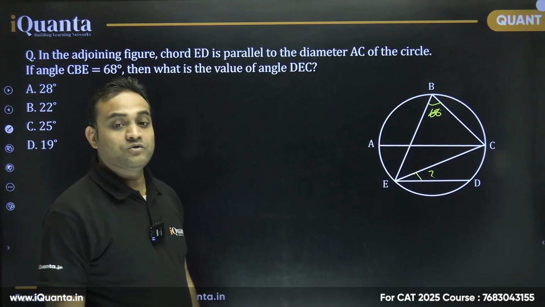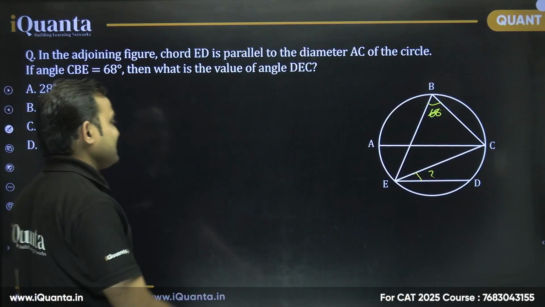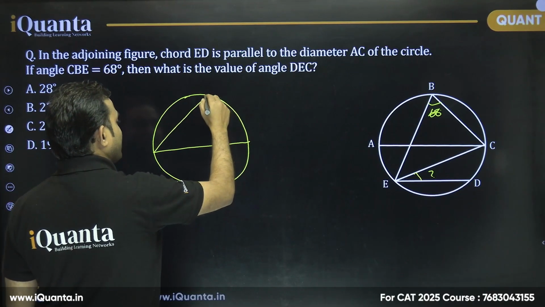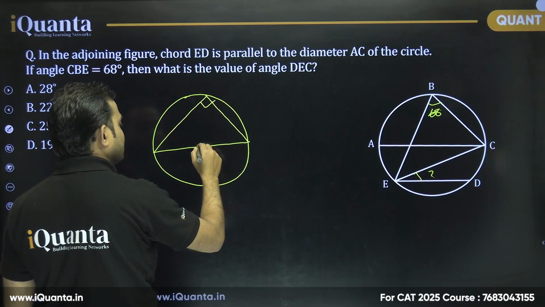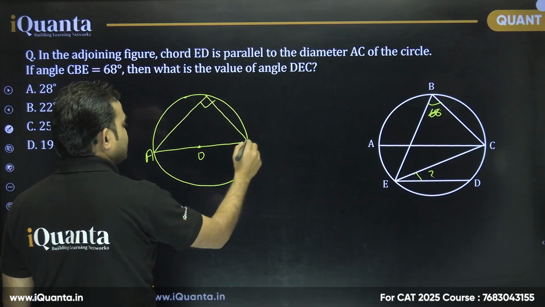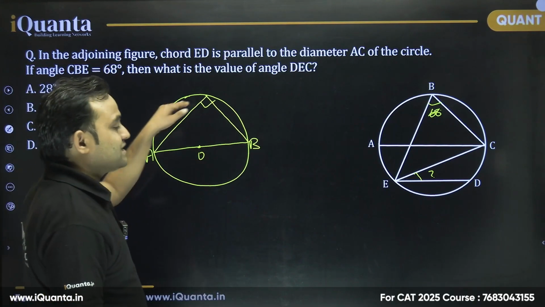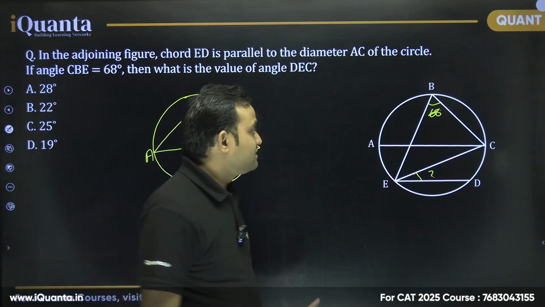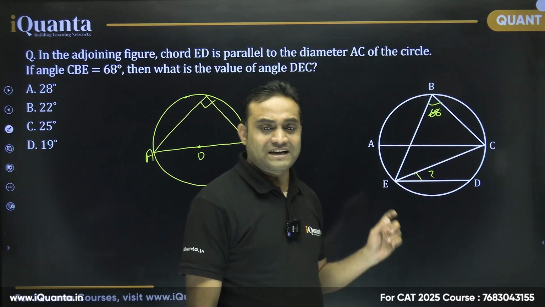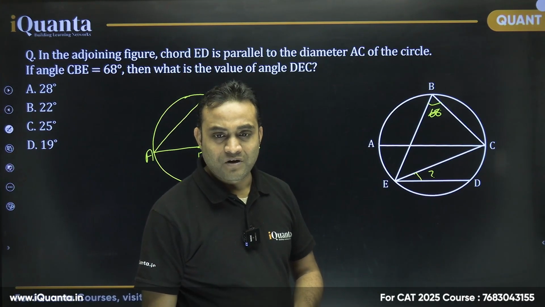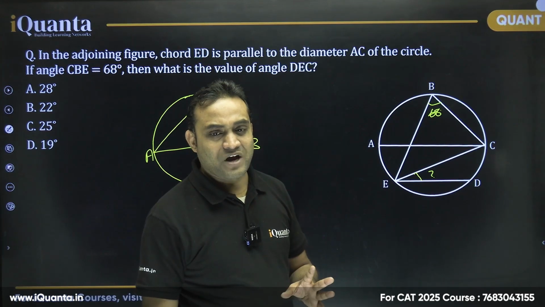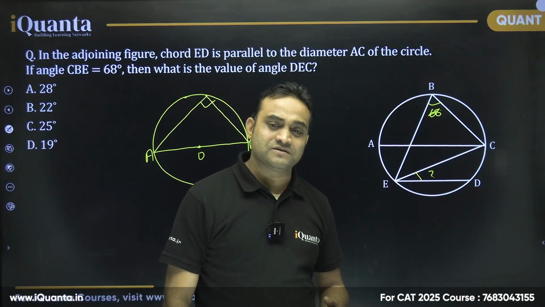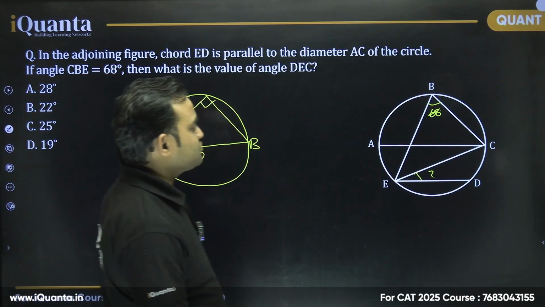First of all, what do we know about diameter? That angle made by a diameter on the circumference is always 90 degree. This is center O and this is chord AB. Then the angle made by the diameter on the circumference, on either arc, is always 90 degree. So as it is mentioned in the question that AC is the diameter, somehow we should try to use that information, that the angle made by AC on the circumference will be 90 degree, right? How do we use that?